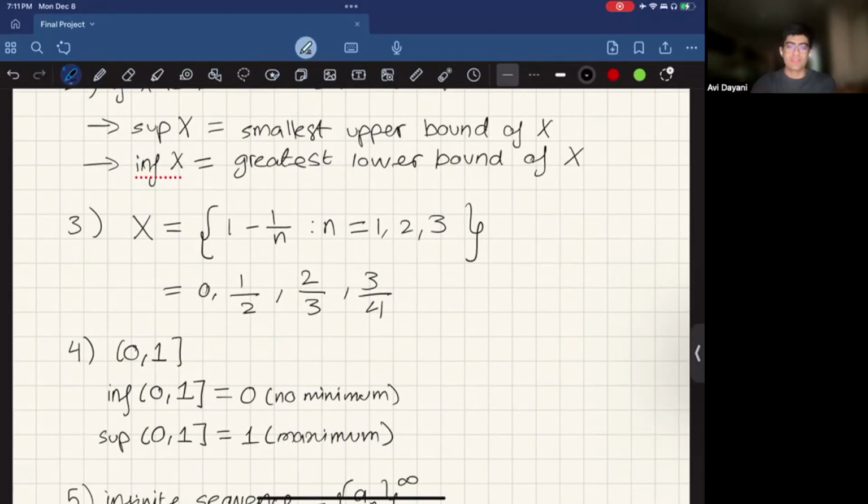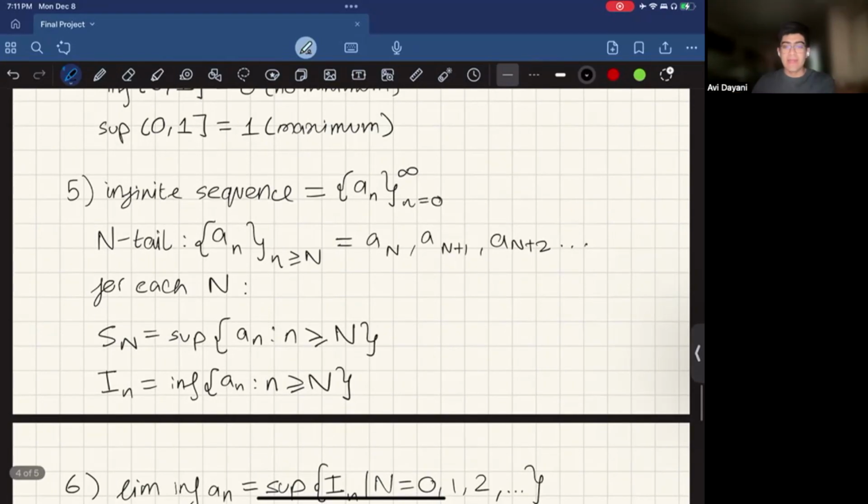Now let's move on to sequences. Given a sequence a_n, the N tail is just the sequence starting at little n equal to capital N. So everything from a subscript capital N onwards, as I've written over here: a_N, a_(N+1), et cetera.